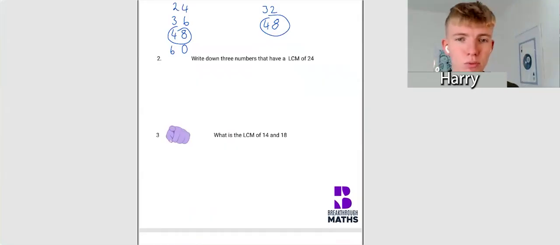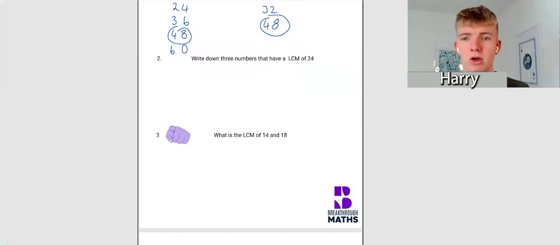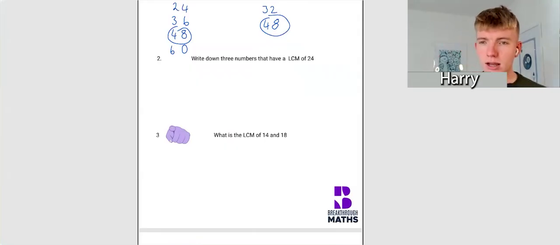Write down 3 numbers that have a lowest common multiple of 24. Now, this is quite a tricky one. We're not used to seeing 3 numbers, and there are many different ways you could go about this. There is not one right answer. Let's go for this though.